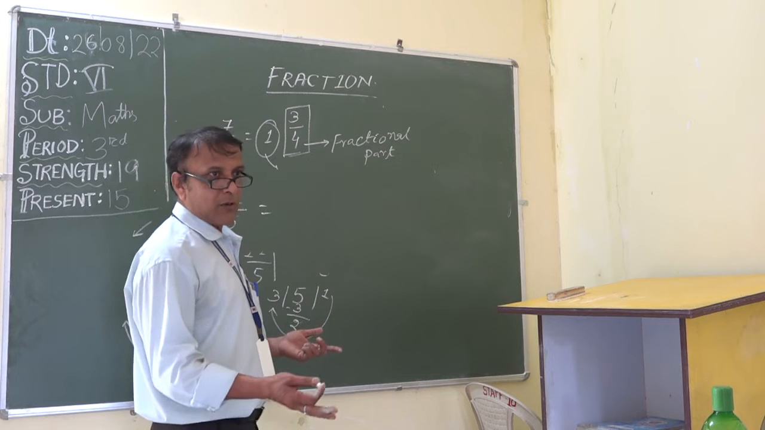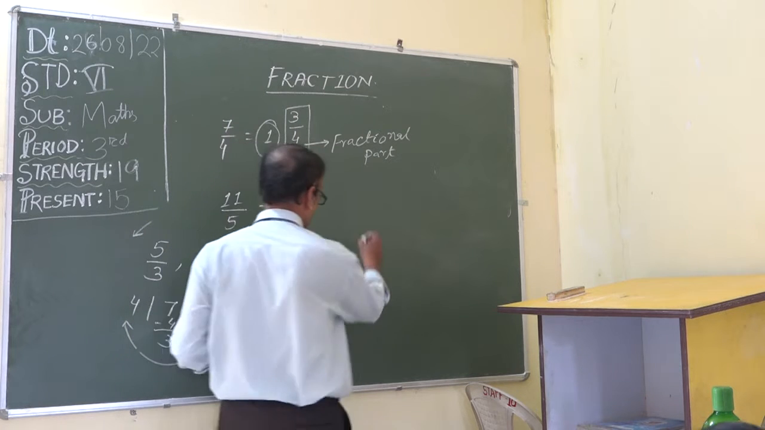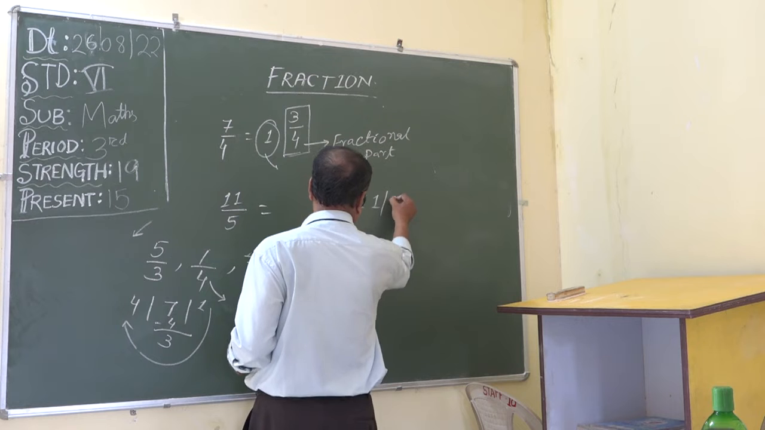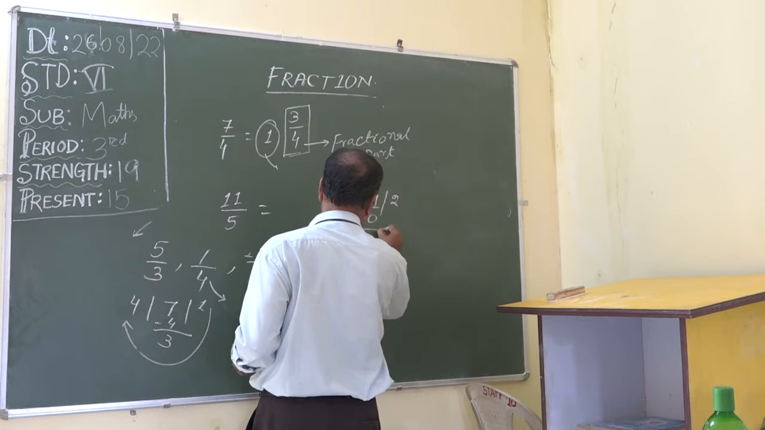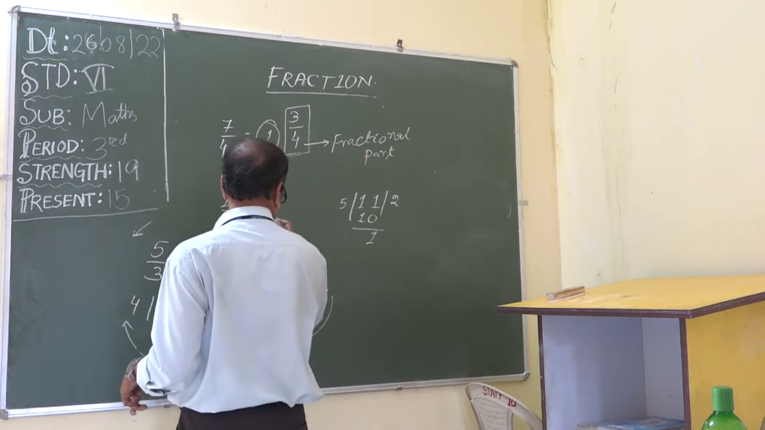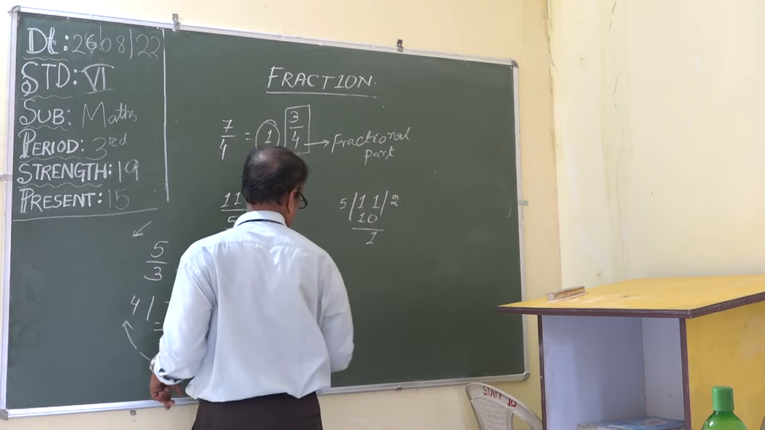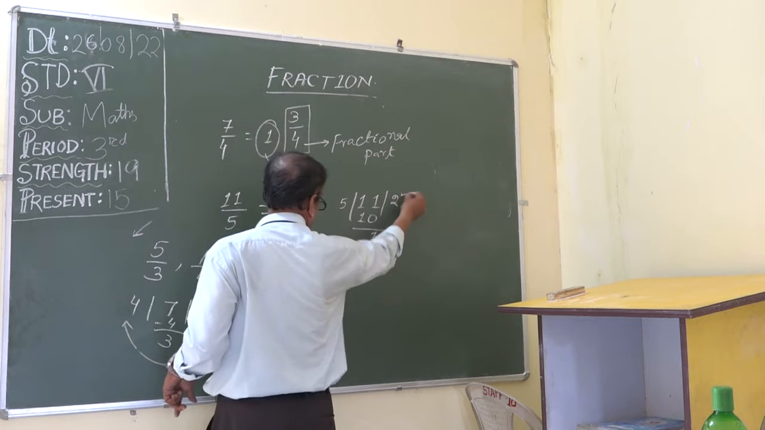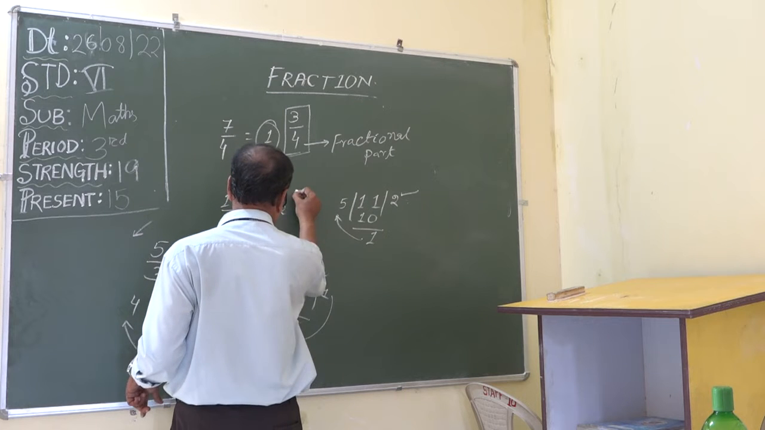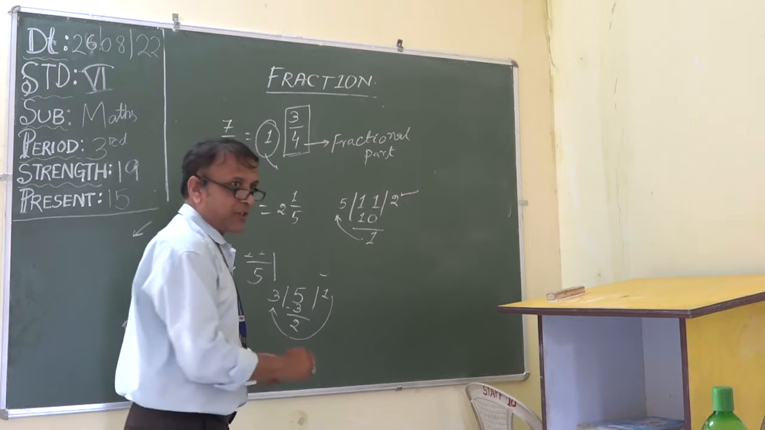5 divided by 11, or 11 divided by 5? 11 divided by 5. Yes, who said? Good, the brother. The brother, very good. So it is 2 whole 1/5. This will be the whole and this by this. So it is 2 whole 1/5. This is the mixed fraction.